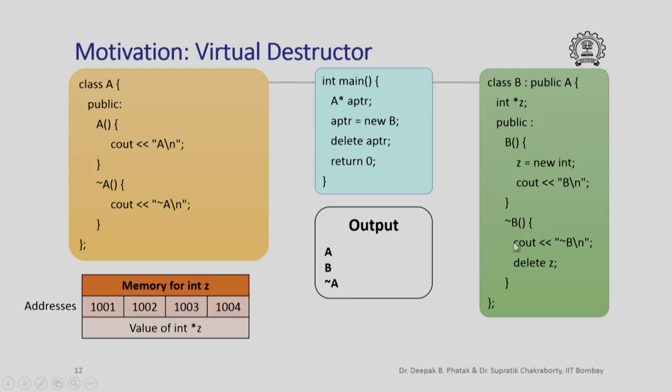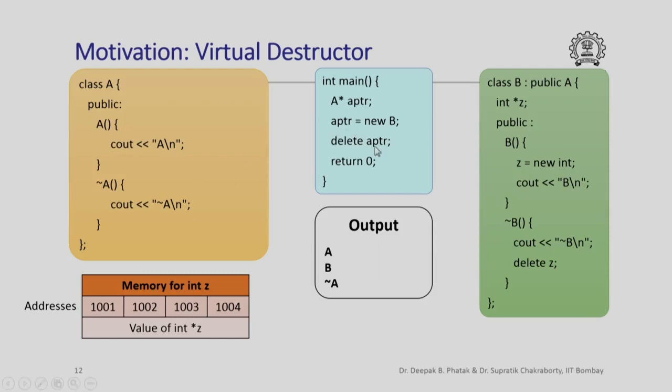Here is the destructor for B, which prints out tilde B followed by a new line, and if this destructor of B gets called, then it is going to free up the space that was allocated here in the constructor for that one integer. But the question is, are we going to be able to call this destructor from the main program if our main program is written like this? So what is this main program doing? APTR is a pointer to an object of the class A. I am assigning to APTR the address returned by new B. This is going to give me the address of a freshly allocated object of class B in the heap, and then I have delete APTR.